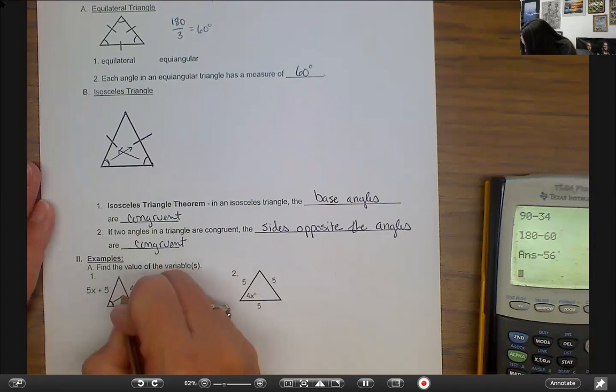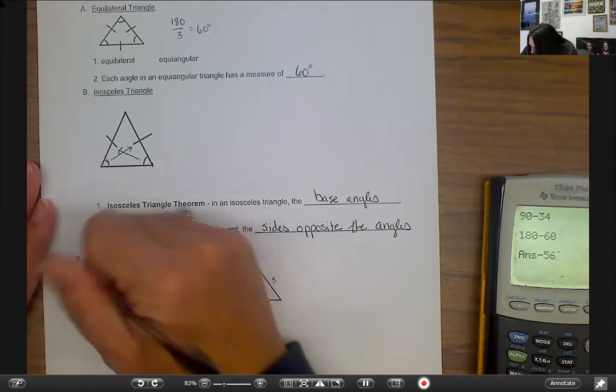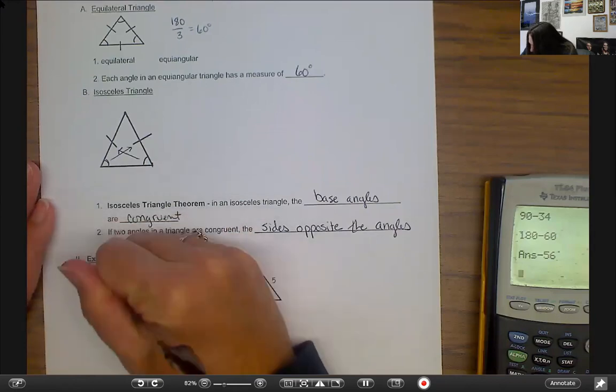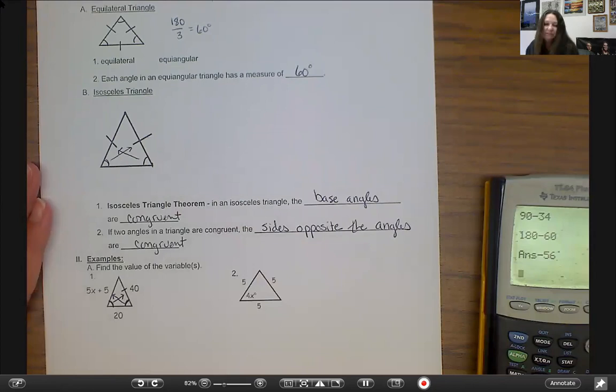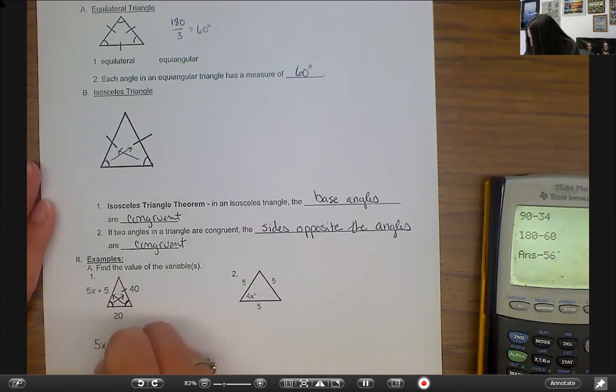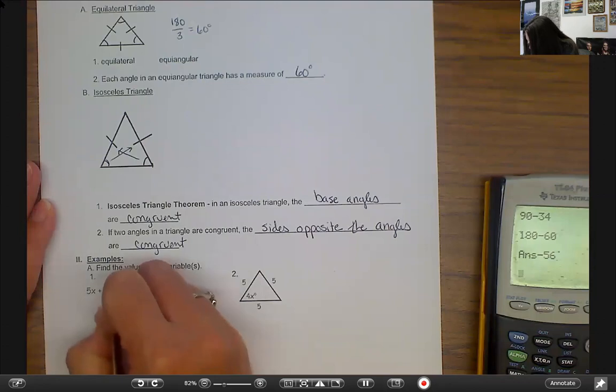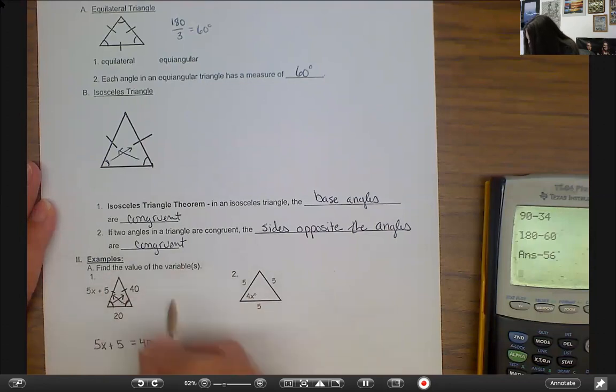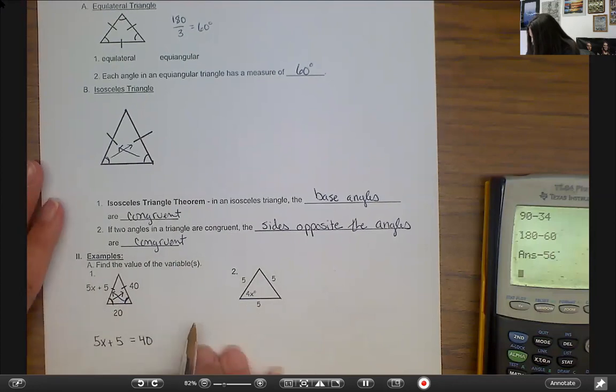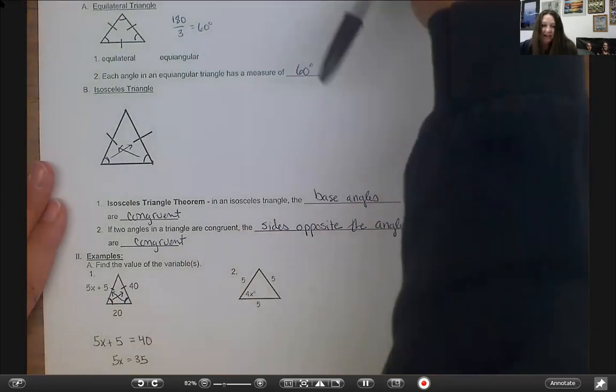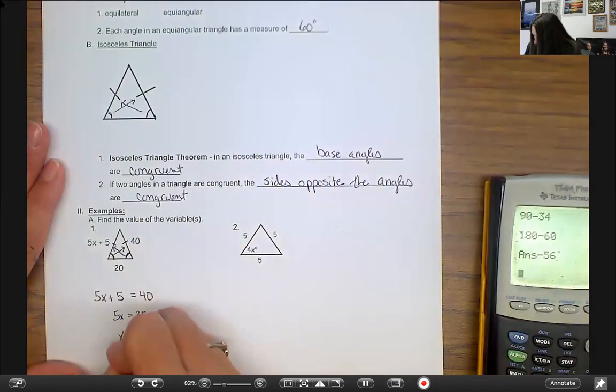So I go directly across the triangle from this angle, and we have the side length of 40. And I go directly across the triangle from this angle, and we get the side length of 5x plus 5. So if I wanted to find the value of x, I would have to say that 5x plus 5 has to be equal to 40, because this side length has to be the same as this one. Subtract 5 from both sides, we'd get 5x equals 35. Divide by 5, and x would be equal to 7.